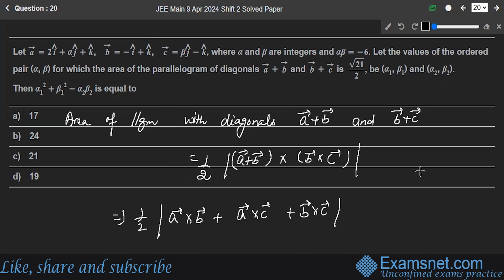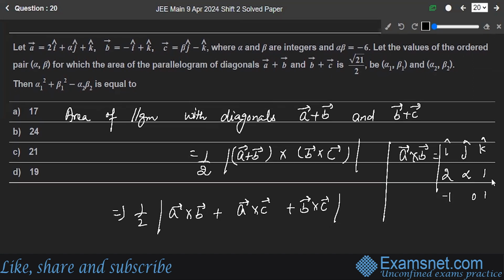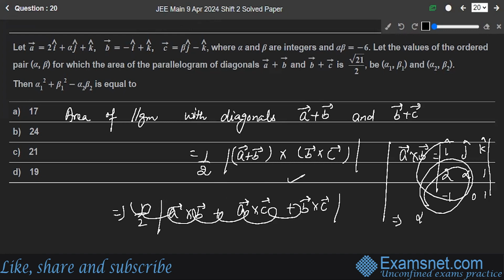Let's solve that. Okay, let's have the solution for all of them. So A cross B is equal to the determinant with i, j and k, 2i alpha and 1, minus 1, 0 and 1. This will give you alpha and I think this will be a bit of a lengthy process, so skip that. I'll start from here. Skip this step as well because this will be a bit lengthy. I'll directly solve A plus B cross B plus C. So have A plus B first.